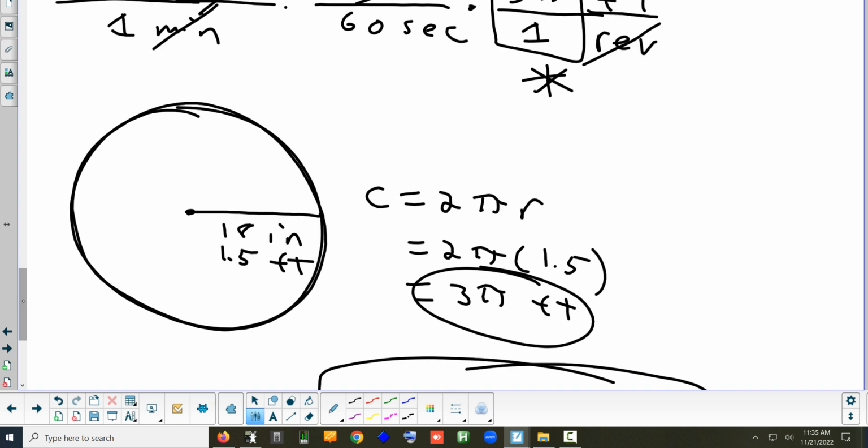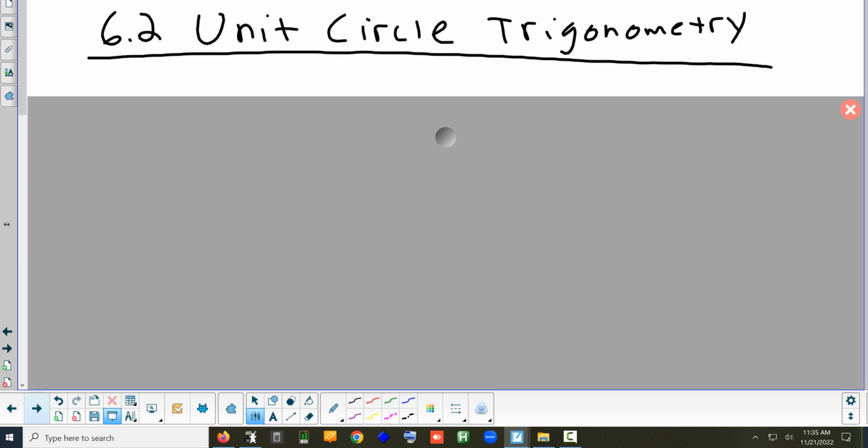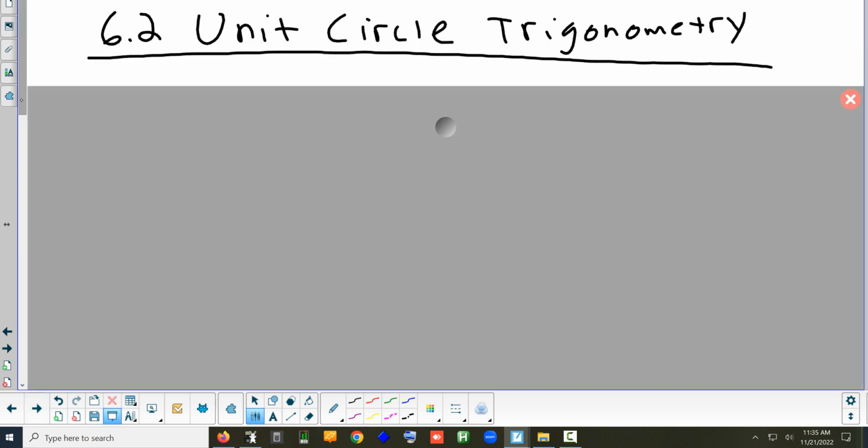So any questions on that? All right, so that was the second topic. So first thing we looked at was arc length. The second thing was the angular speed. And the last thing is the unit circle.